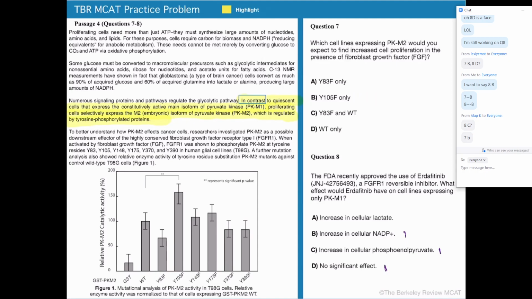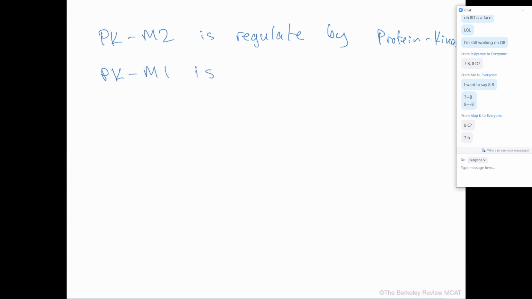Okay, in this case, it's comparing PKM2 to PKM1, right? And it's saying that, maybe I should write this on a blank page, PKM2, embryonic pyruvate kinase, is regulated by protein kinases. Whereas PKM1, which is the normal pyruvate kinase, is always on.